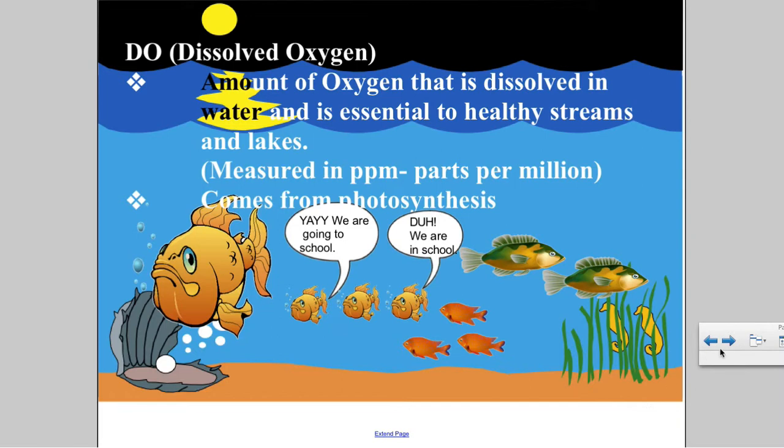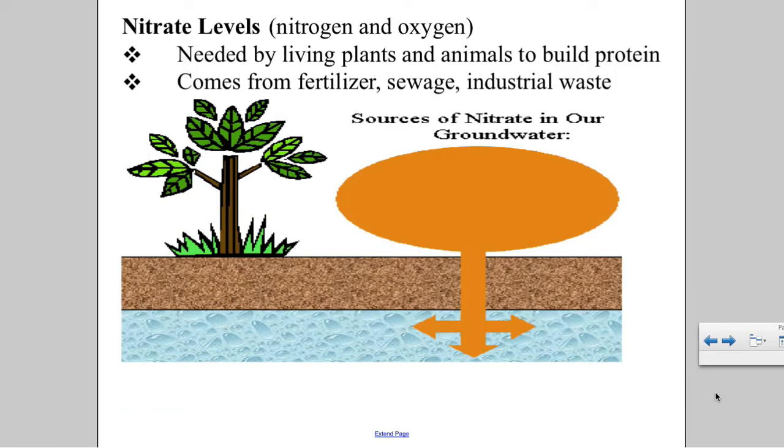The next thing that we're going to look at is nitrate levels. This is the amount of nitrogen and oxygen. These are nutrients, and these nitrates are needed by living plants and animals to build protein. And it comes from things like fertilizer. We talked about fertilizer that we put into our grounds, natural and manufactured. It also comes from sewage and industrial waste.